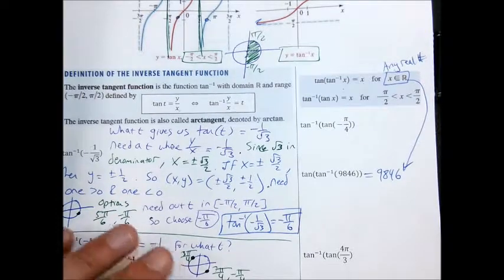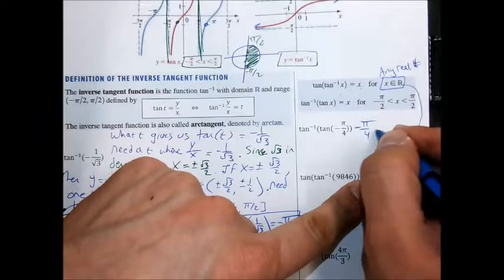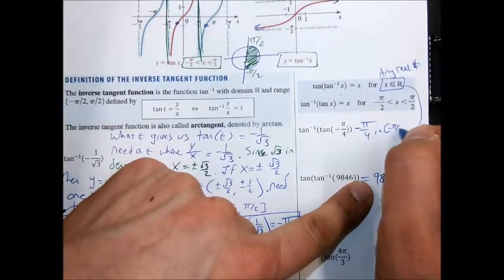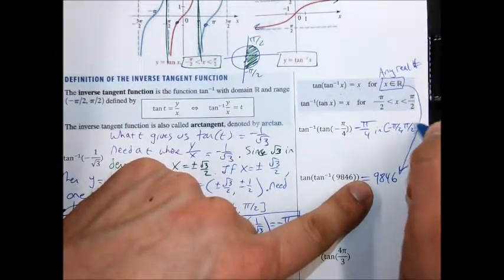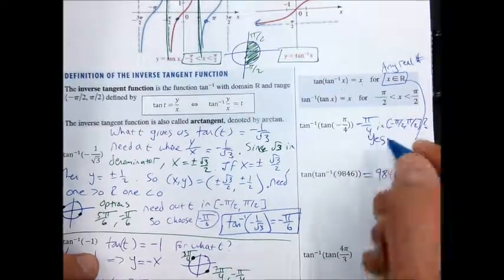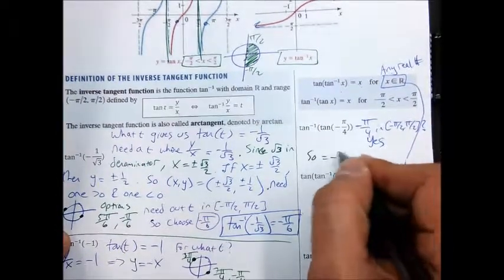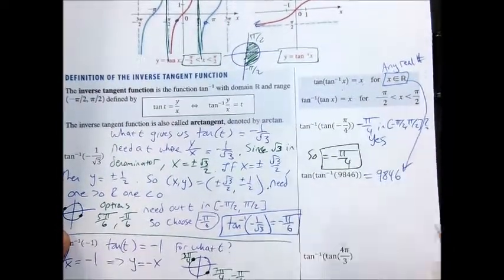But this first one is easy, right? So is minus pi over 4 in the right interval? Is minus pi over 4 in minus pi over 2 to pi over 2? Yes, it is. And so the answer to this one is just minus pi over 4. So that one wasn't too bad either because it was in the right interval.